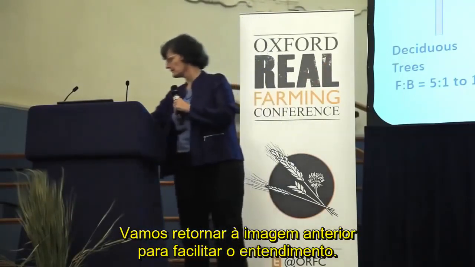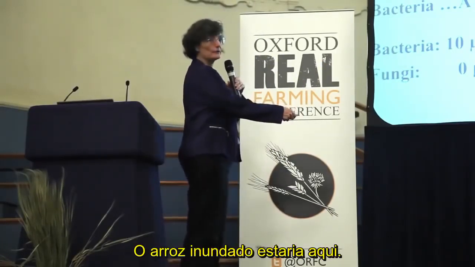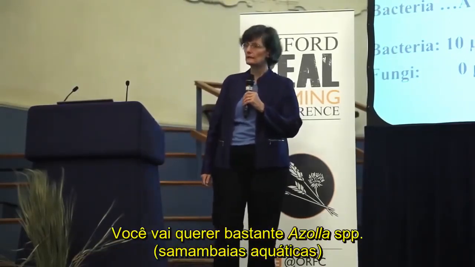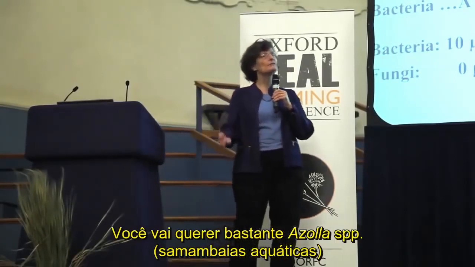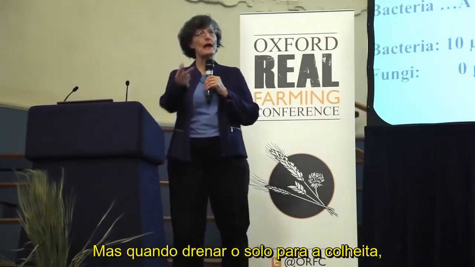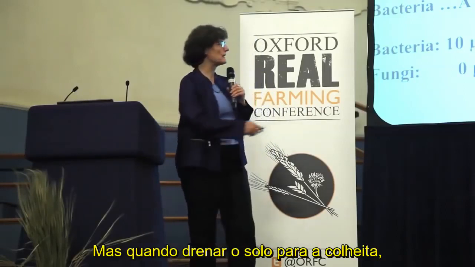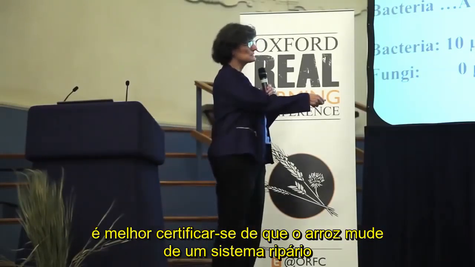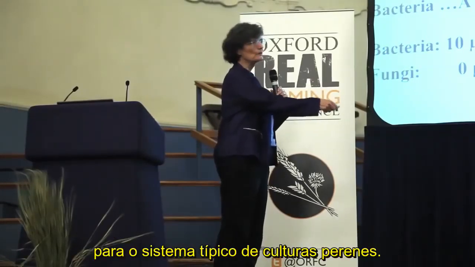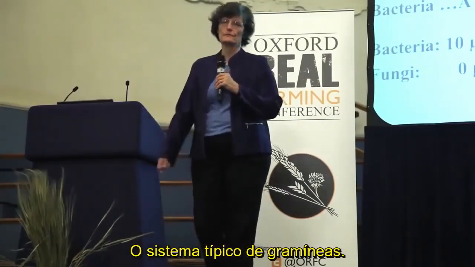Let's go back to that previous picture that's maybe a little easier to understand. Wetland rice would be here, especially during the wet part where the soil is flooded. You want a lot of azolla. You want a lot of nitrogen-fixing algae and nitrogen-fixing bacteria in the root systems. But as you allow that soil to drain down, when you're going to harvest your rice, you better make sure that rice is now moved from the riparian system into row crop, into our typical grass system.